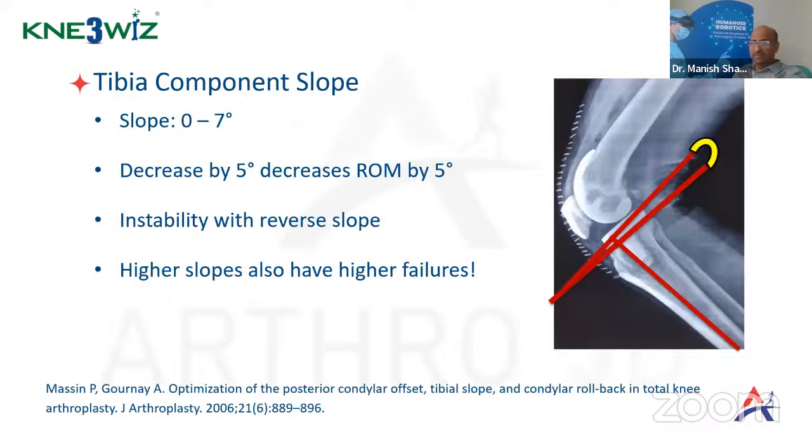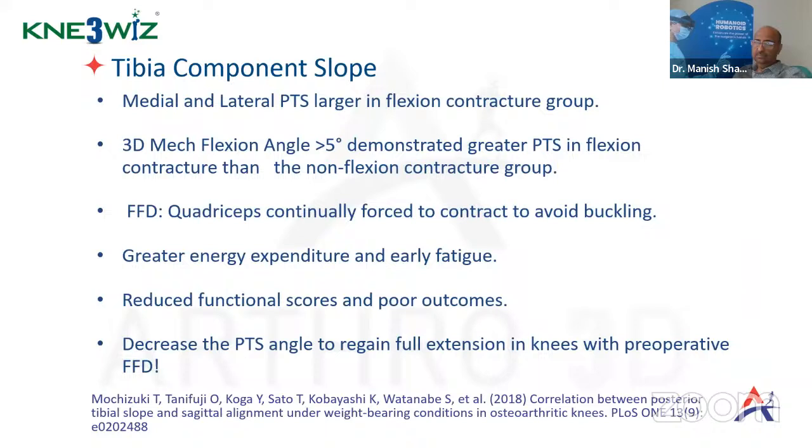Tibial slope on an average is 0 to 7 degrees. Higher slopes have higher failures. And there is instability with reverse slopes. In our population, which has very high slopes, putting them completely in a natural position might jeopardize the mechanical stability of the implant. And that is why we aim for a desired slope between 3 to 7 degrees.